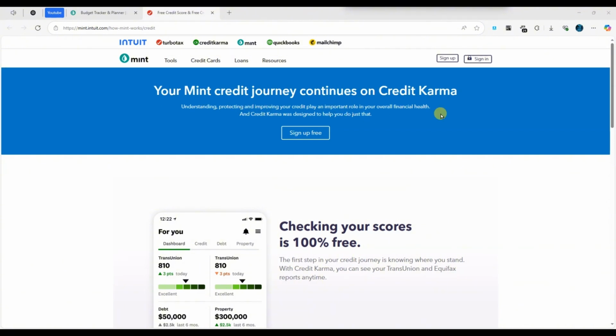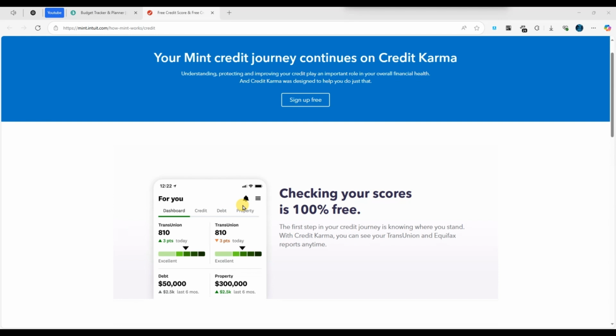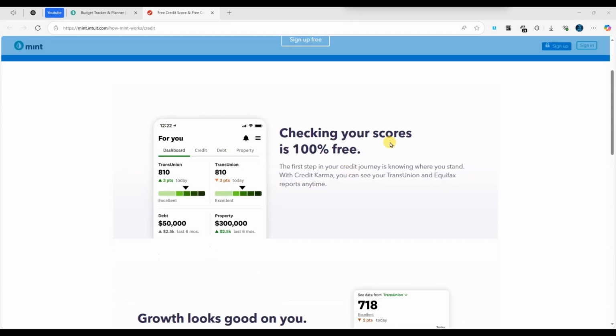Finally, if Mint shows any public records like bankruptcies or liens, these have a strong impact on your credit and require immediate attention. By regularly checking these areas in Mint, you can get a clear picture of your credit health and take steps to improve it if needed.